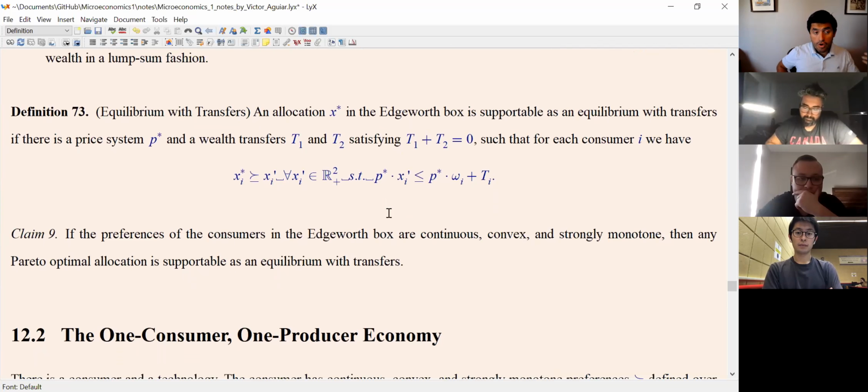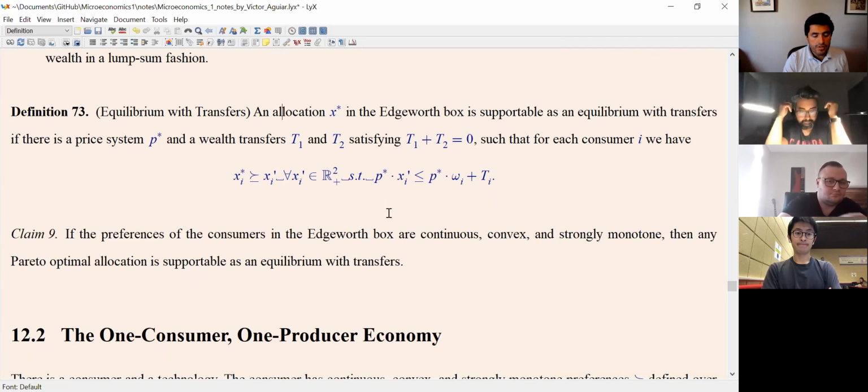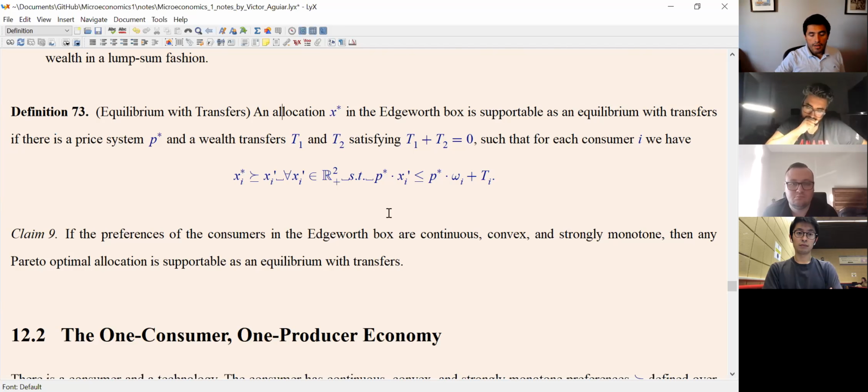Now, let's go, and we have an hour, so I want to cover the next model. An allocation X star in the Edgeworth box is basically an equilibrium with transfers if there is a price system P star and wealth transfers T1, T2, such that T1 plus T2 equals 0. So basically, this means that in particular, you can go to this Edgeworth box, take away a tax over the endowment, and then redistribute it in any way I want. And I'm going to define the new maximization given the new endowments by means of this lump sum tax as a price equilibrium with transfers.